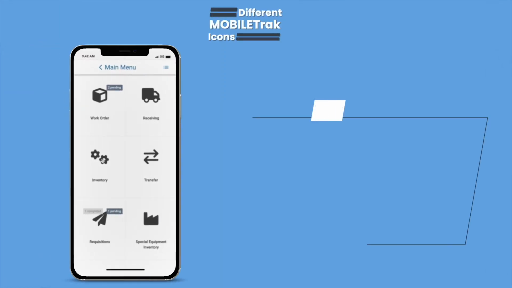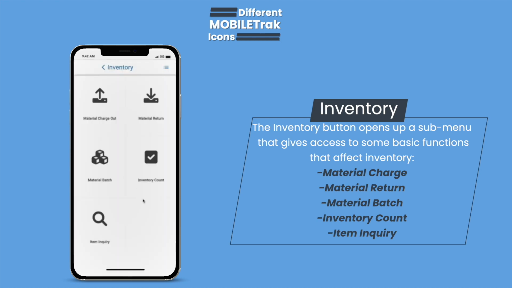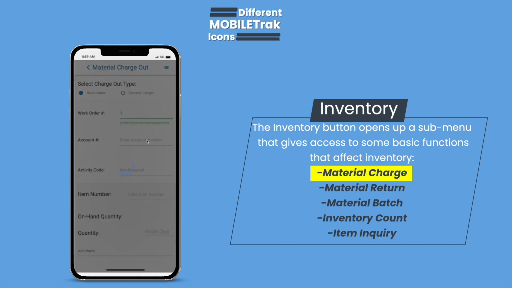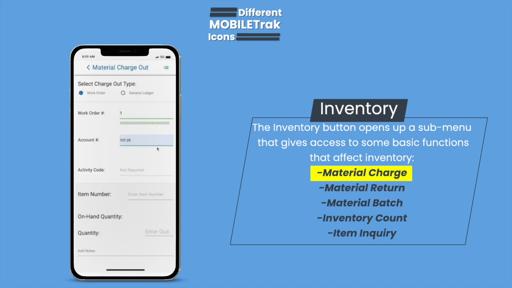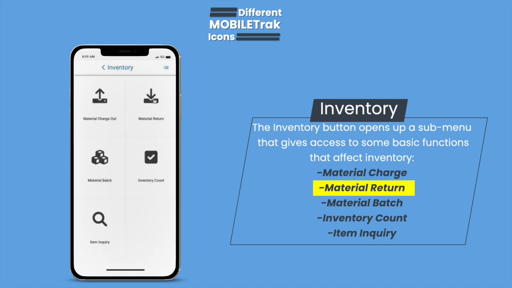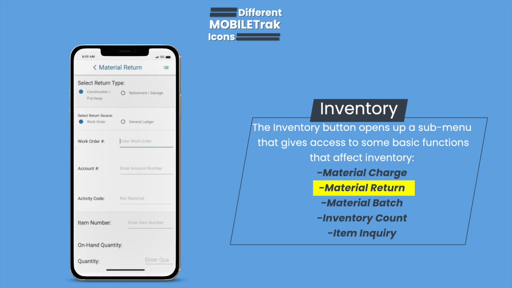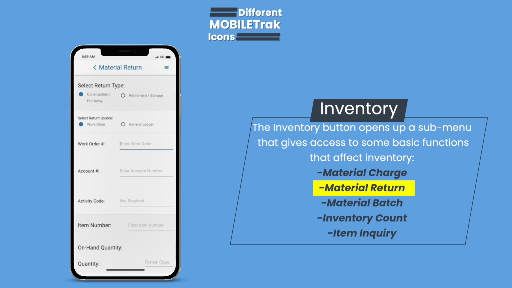Inventory. The Inventory button opens up a submenu that gives access to some basic functions that affect inventory. Material charge. Material charge allows users to charge material to a work order or a maintenance account. This is often used for charging out individual items. Material return. Material return allows users to return material to a work order or a maintenance account. Users can also perform a material salvage return.